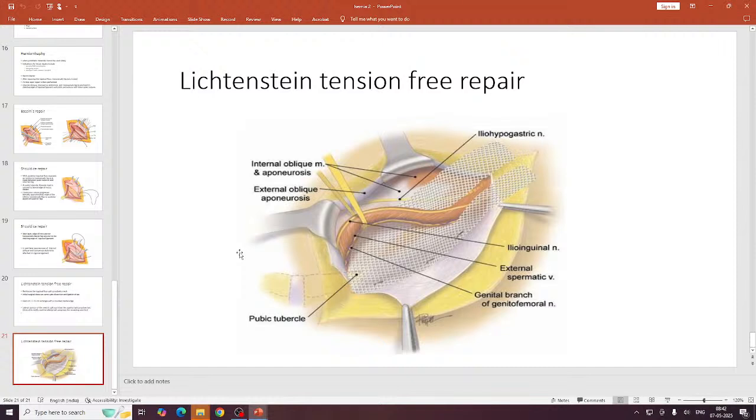At least remember these few things from today's lecture. In the next lecture we will discuss the laparoscopic procedures and other procedures that are done for inguinal hernia repair. Okay. So, this was all for today.